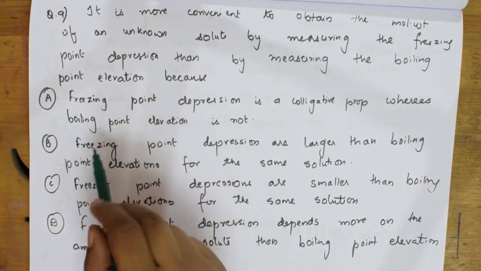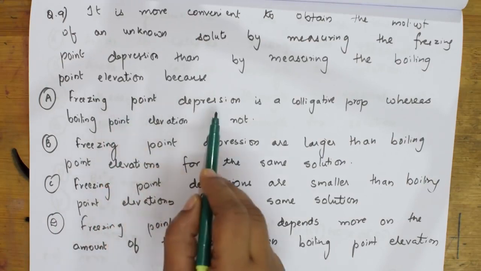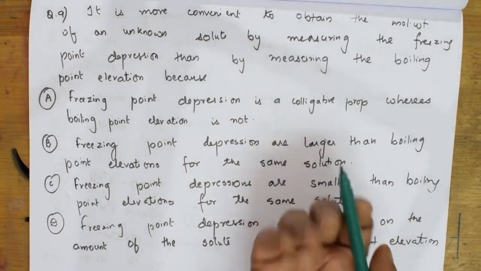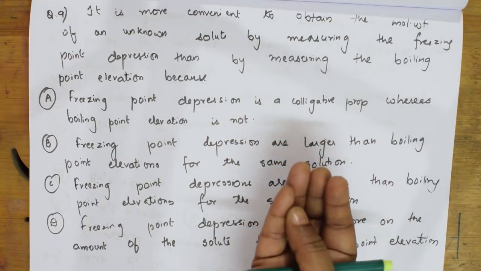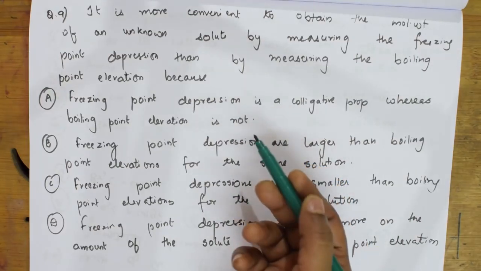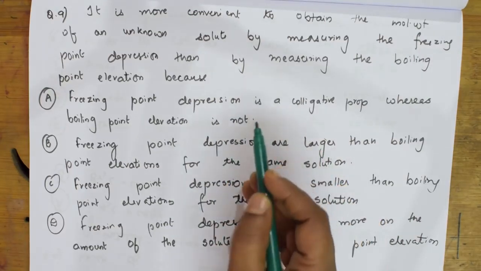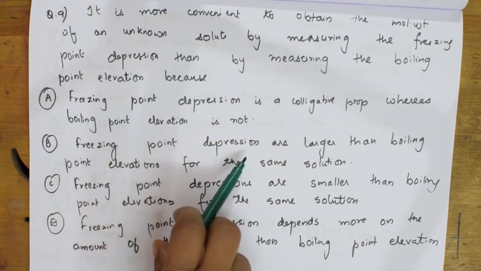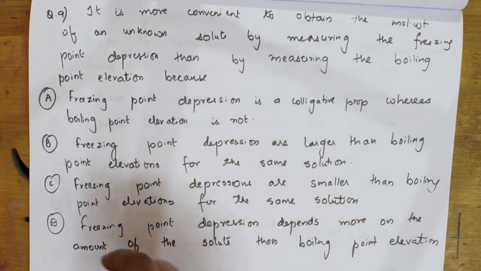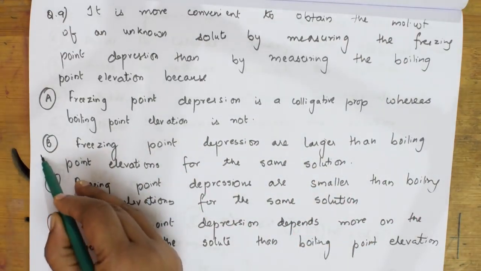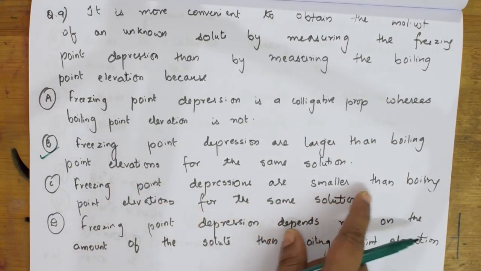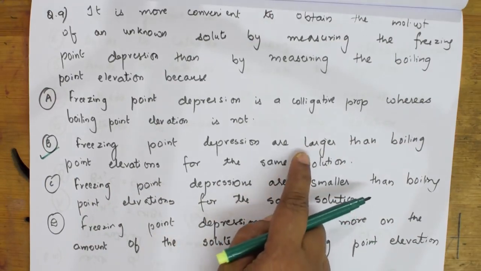Let's see. First of all, first option is freezing point depression is a colligative property, whereas boiling point elevation is not. Wrong, isn't it? So colligative properties we have 4. One is relative lowering of vapor pressure, then we have the elevation of boiling point, then depression of freezing point, and osmotic pressure. So the first one is wrong. Next option, freezing point depressions are larger than boiling point elevations for the same solution. Yes, this is the correct answer, isn't it? Right? So let's see whether third and fourth are also related. Freezing point depressions are smaller than boiling point elevation. Wrong, isn't it? Here we said it is larger.